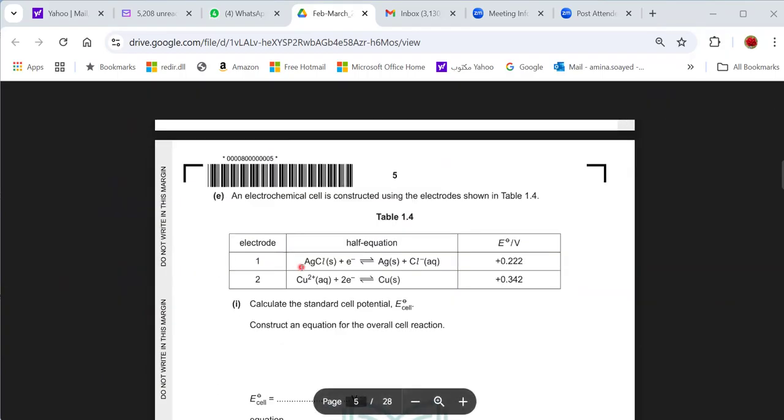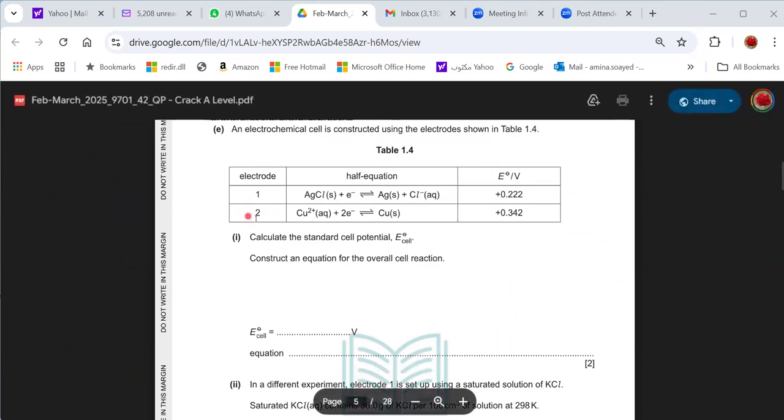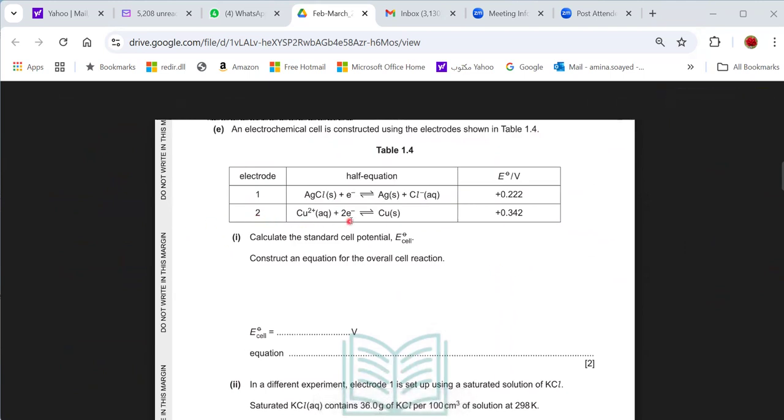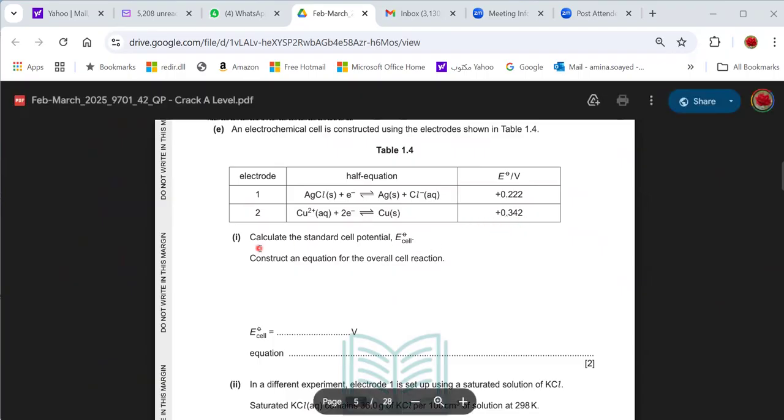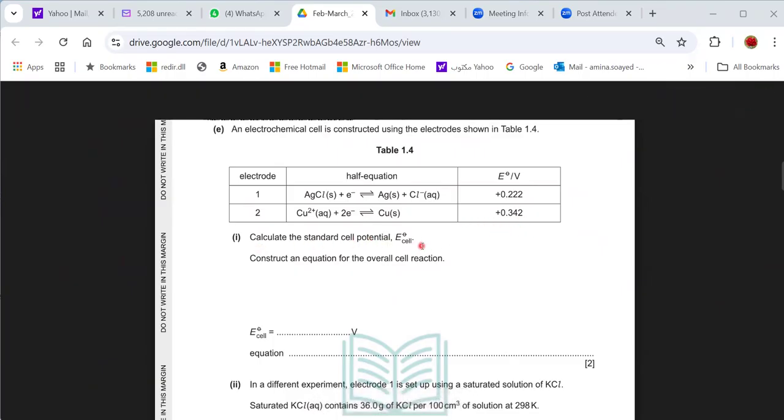Here they said an electrochemical cell is constructed using the electrodes shown in table 1. Electrode 1, half equation: silver chloride plus electron gives silver solid plus chloride ion. The E naught is 0.222 volt. And for the second electrode, copper 2+ plus 2 electrons gives copper. The E naught is positive 0.342. Calculate the standard cell potential E naught cell and construct an equation for the overall cell reaction.